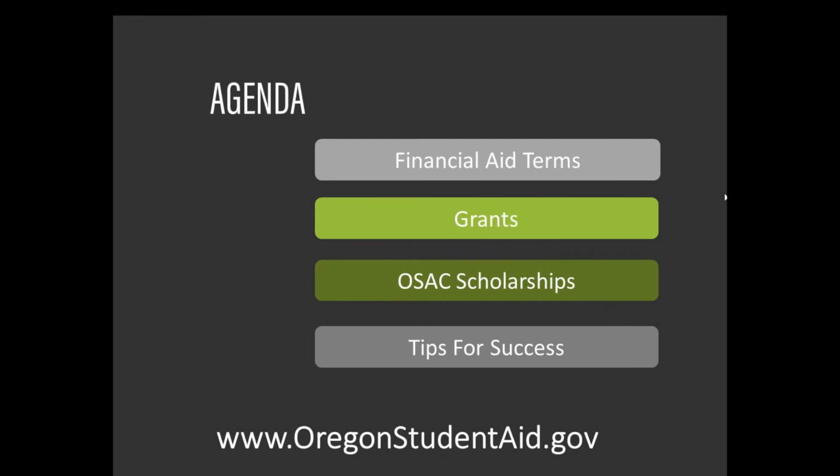Some of the things that we're going to talk about today: a little bit of basic financial aid terms, things that you will hear over the course of returning to college, or maybe you haven't even begun your journey into post-secondary education. We're going to discuss OSAC grants and what we have to offer here at OSAC. And then we're going to talk about our scholarship program. We have over 500 privately funded scholarships and one online application to complete those. And then I'm going to give you a few tips for success towards the end, and we will also talk about some additional resources that OSAC has to offer.